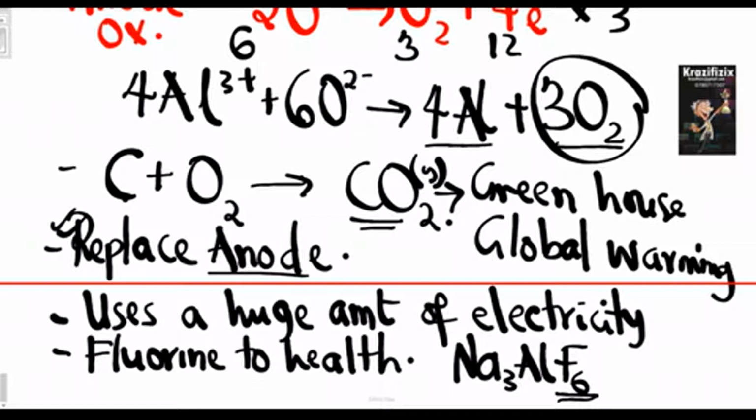So these are the impacts. Number one, carbon dioxide increases greenhouse warming, global warming. It's a greenhouse gas. We need to keep replacing the anode, which is costly. We use a huge amount of electricity, which is expensive. Fluorine, again, is harmful to health. Although, one of the positive things is that aluminum products are easily recyclable. So this is the extraction.